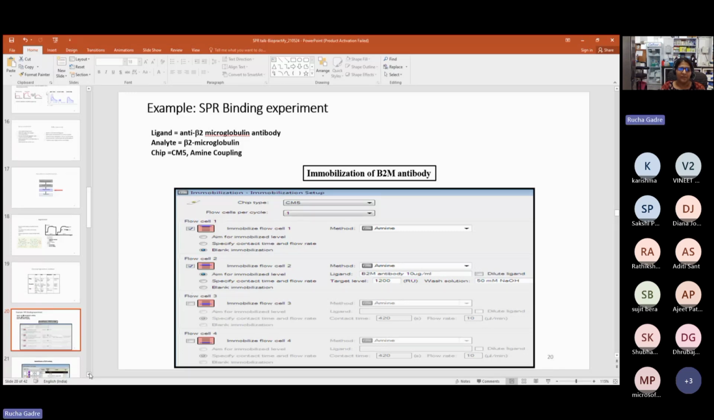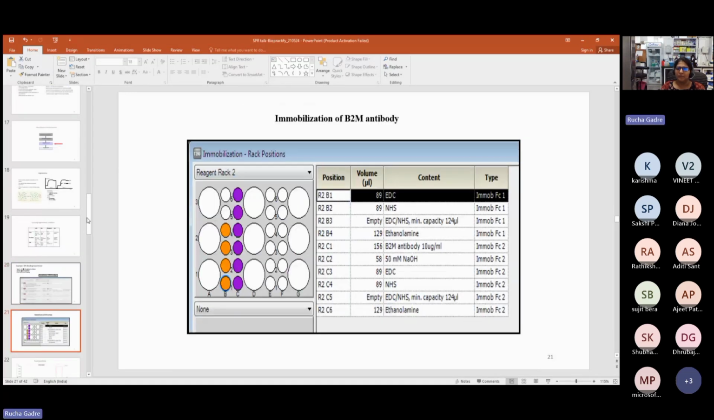Now, this is the typical amine coupling method, in which the carboxymethyl group is activated by passing EDC and NHS, and then a ligand is bound, and the unbound activated carboxymethyl groups are deactivated by passing ethanolamine. So this is for flow cell 1, and this is for flow cell 2. In flow cell 1, ligand is not passed, only it is activated and deactivated. We call this a blank immobilization.